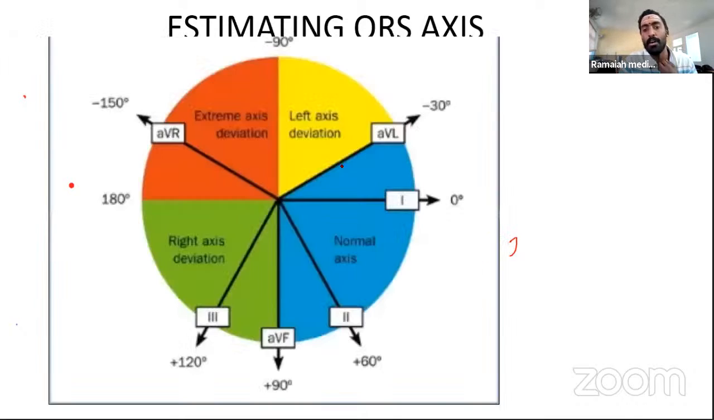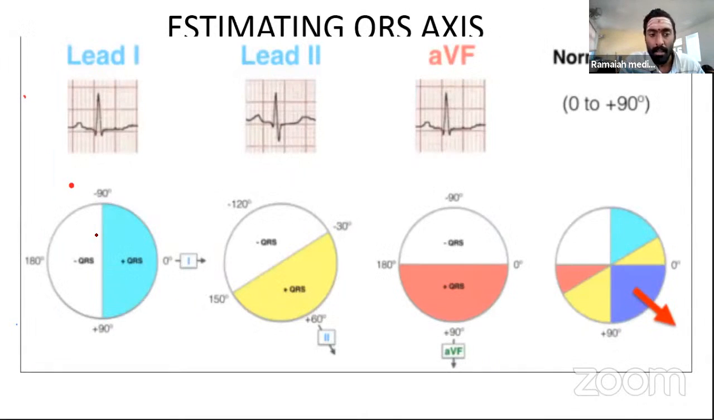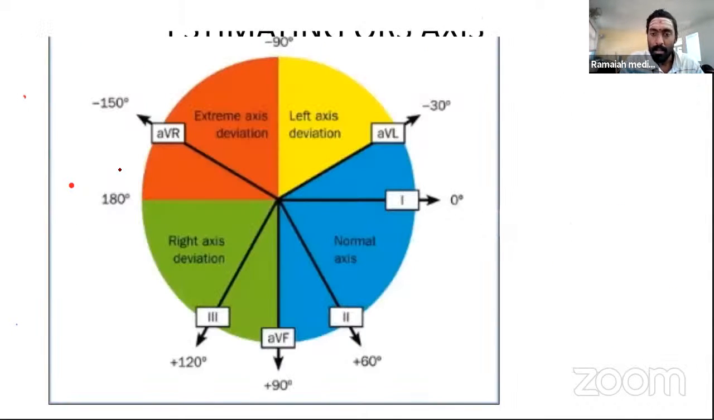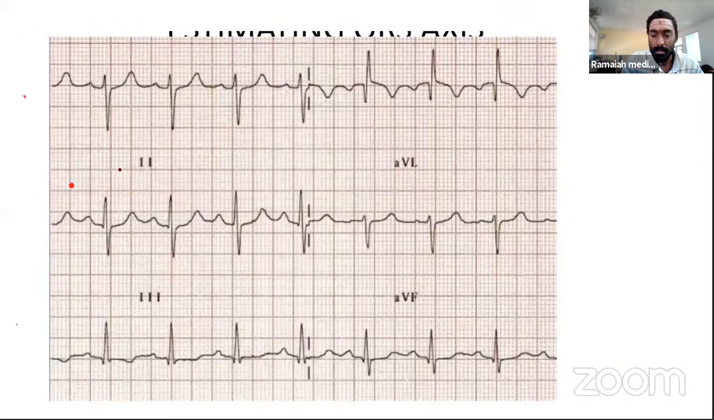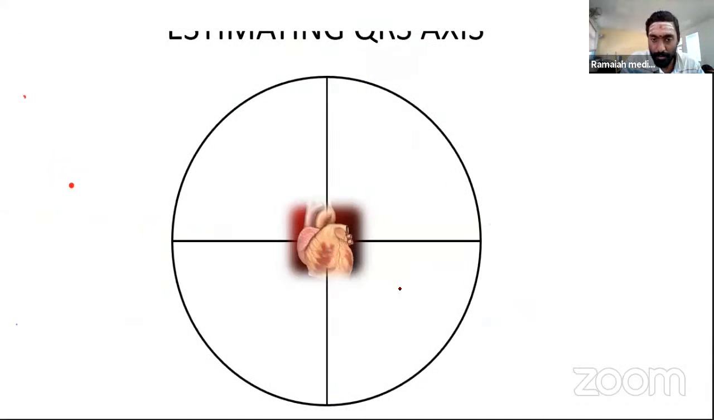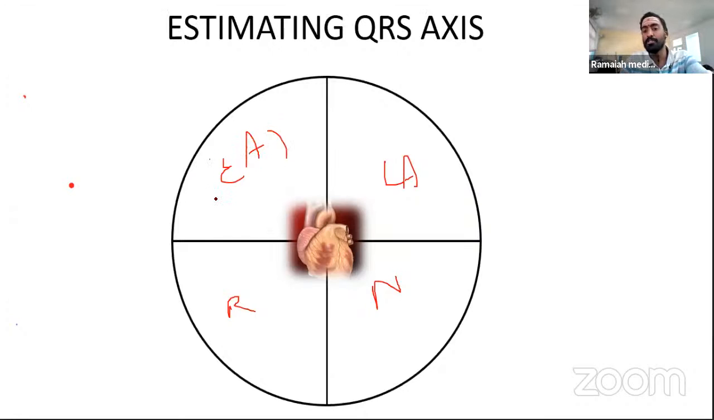That's it. Now, see, the same thing I have tried to explain here. Now you tell me what it is. So here, if it was here, I called it a normal axis. If it came here, I called it a right axis. Here I call it a left axis. Here I call it an extreme axis. This part you understood, correct? So this much I'm sure we all have understood.